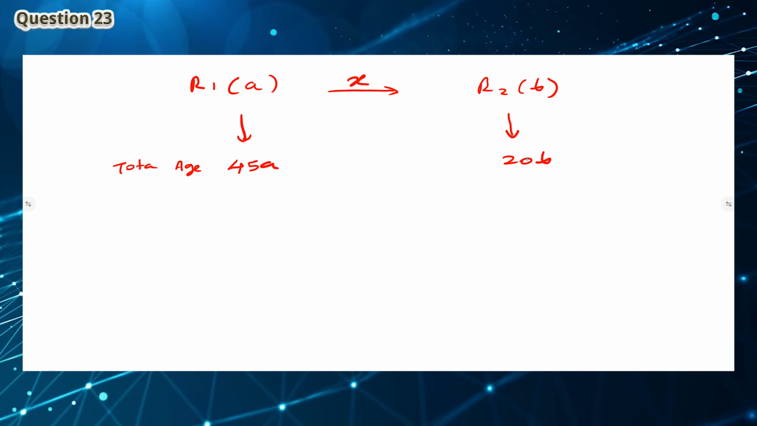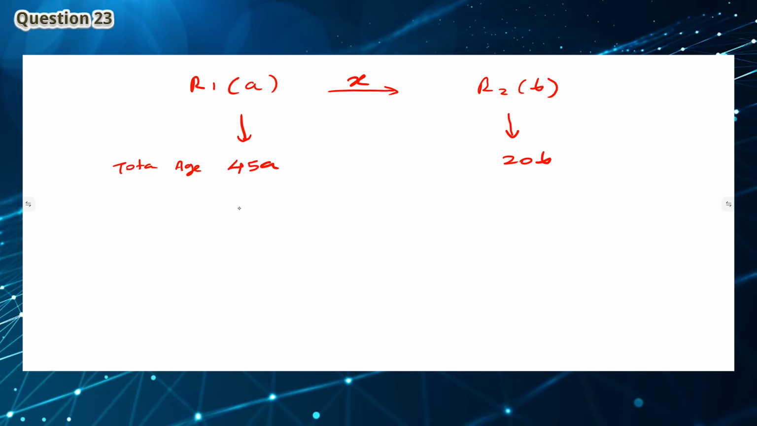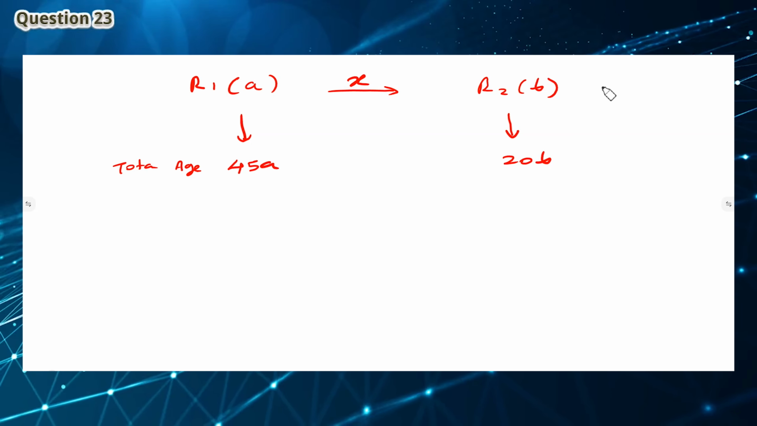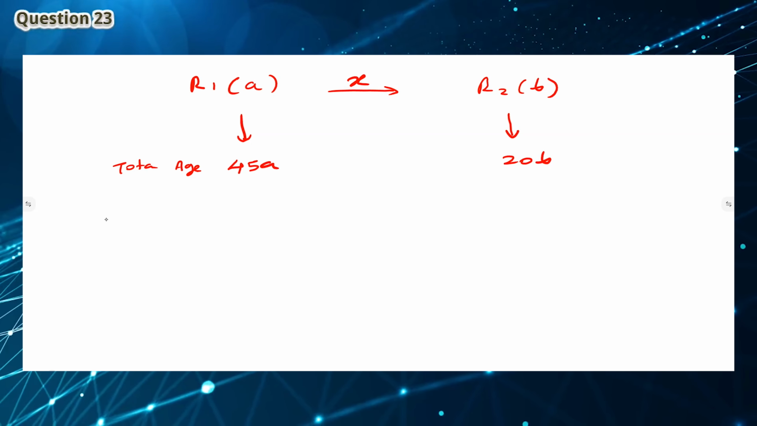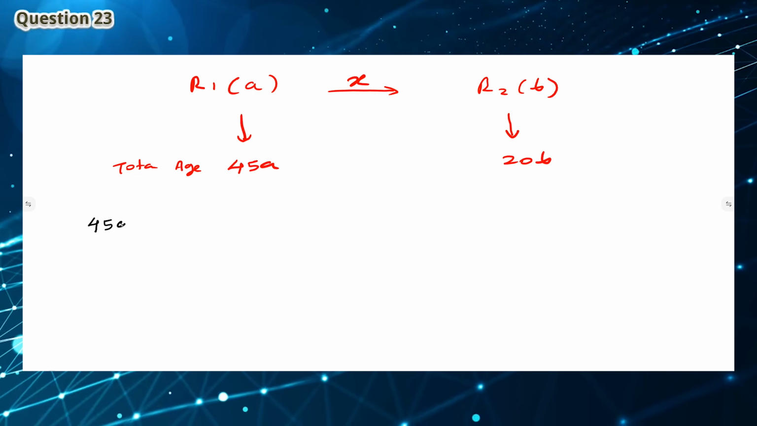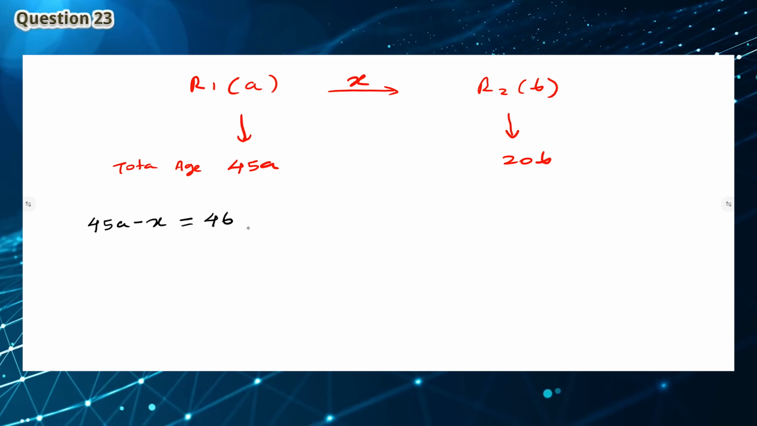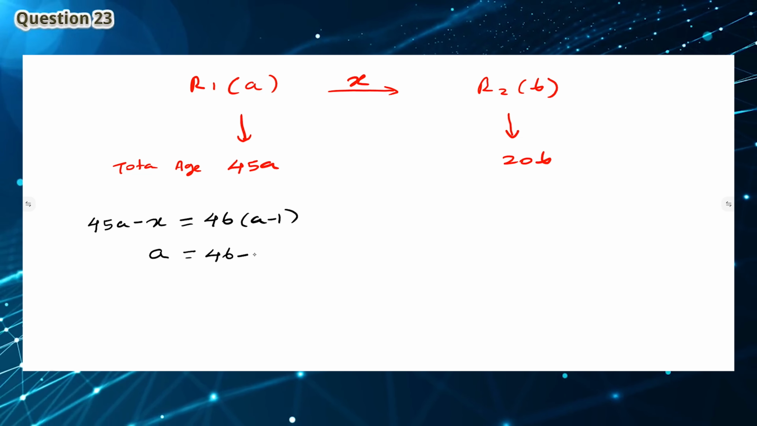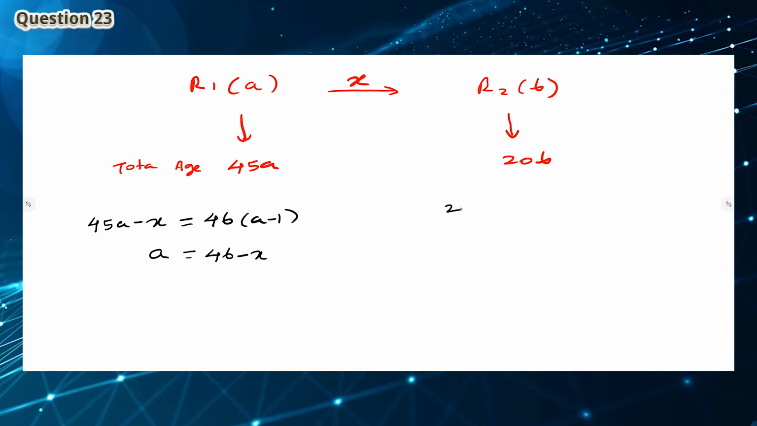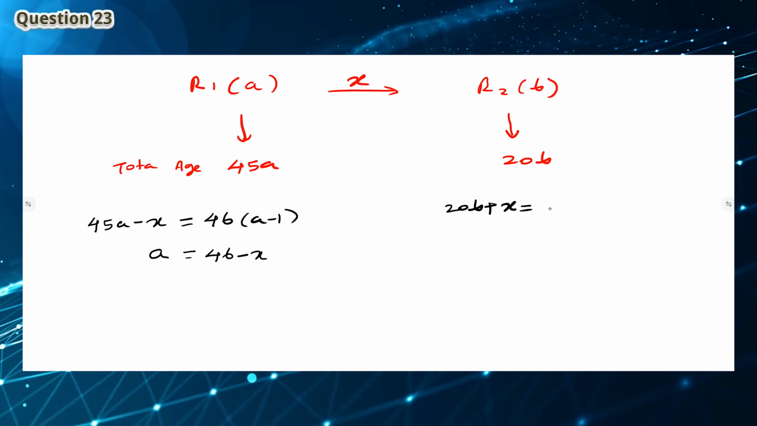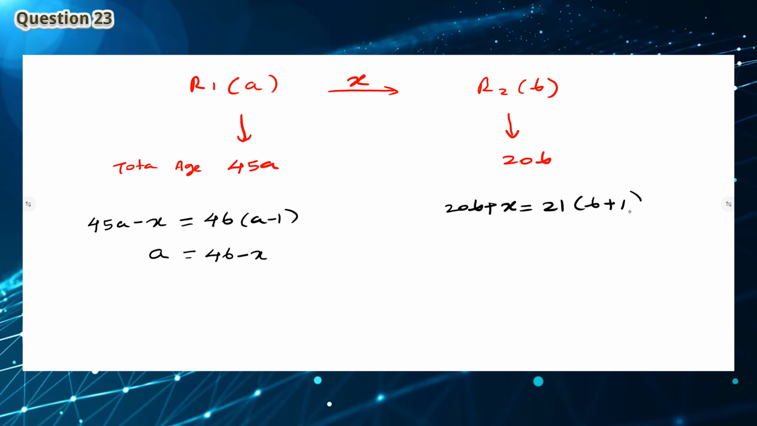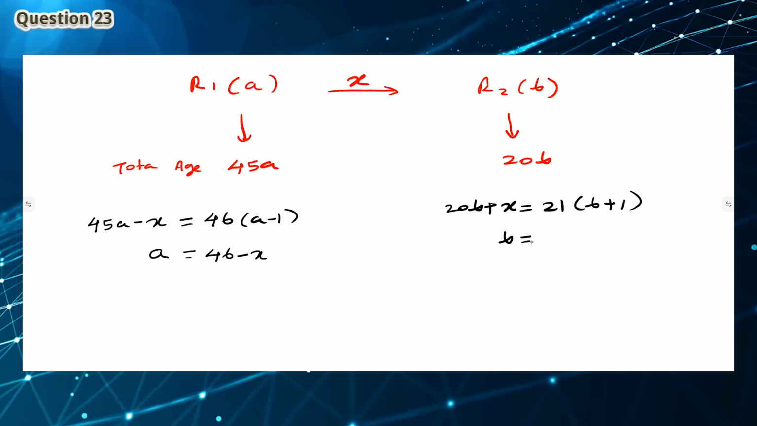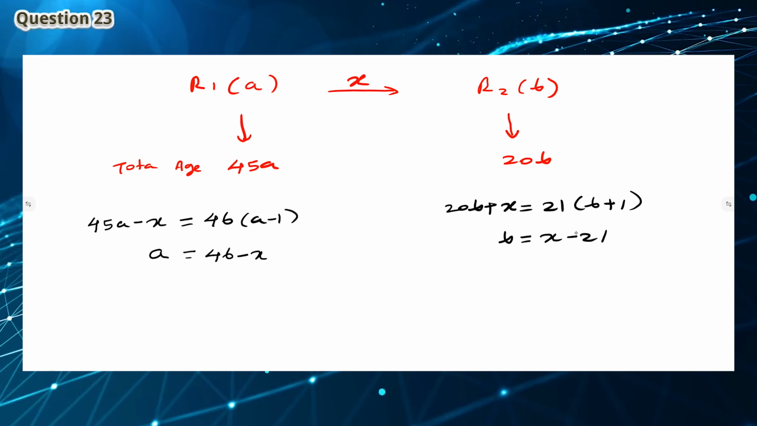After the move, the average ages are 46 and 21 respectively. So 45A minus X is equal to 46 times (A minus 1). We can rearrange this to find that A is equal to 46 minus X. And 20B plus X is equal to 21 times (B plus 1). This means that B is equal to X minus 21.